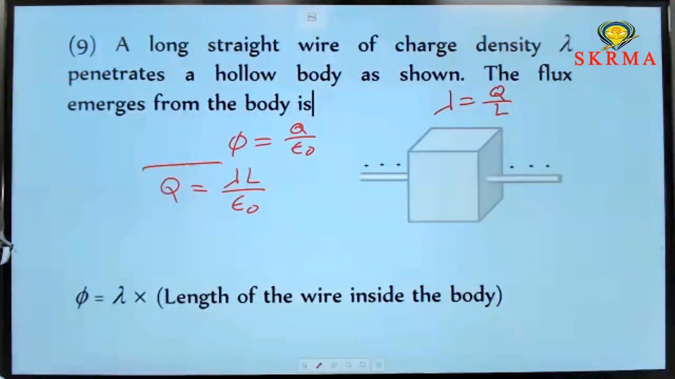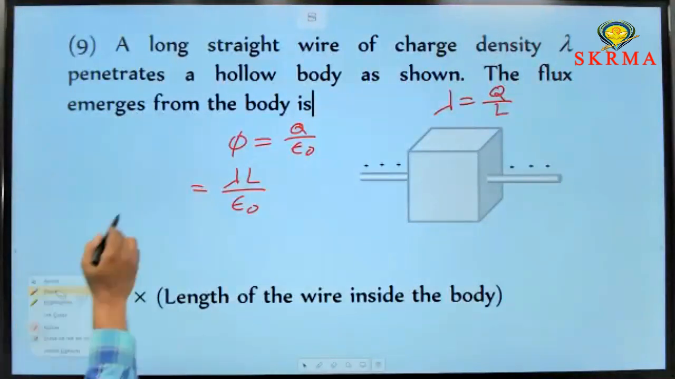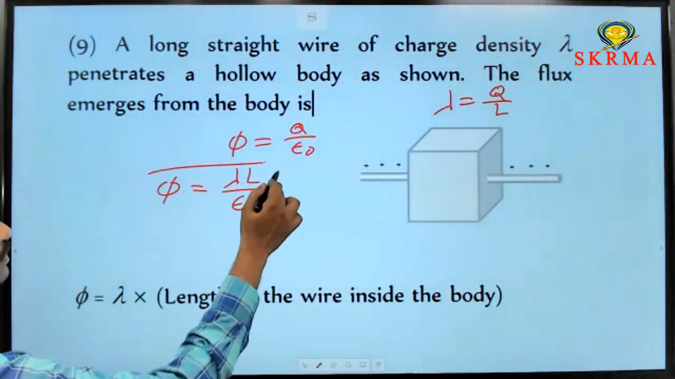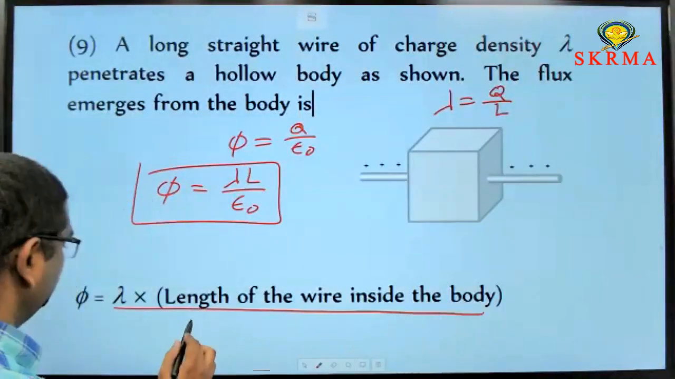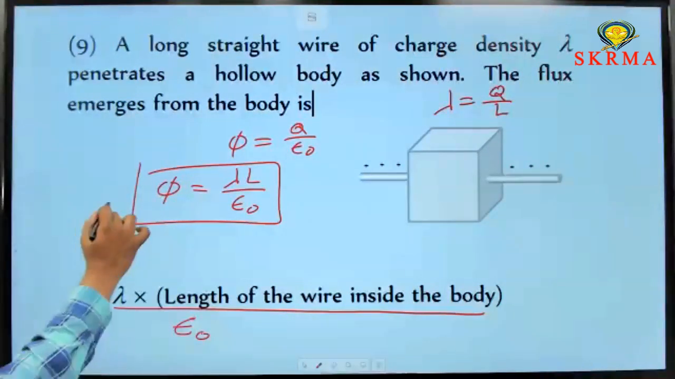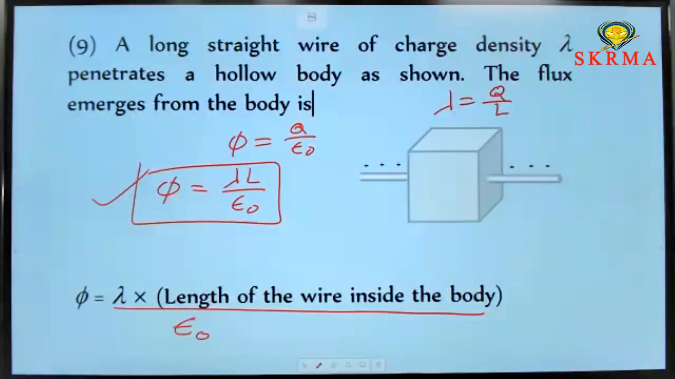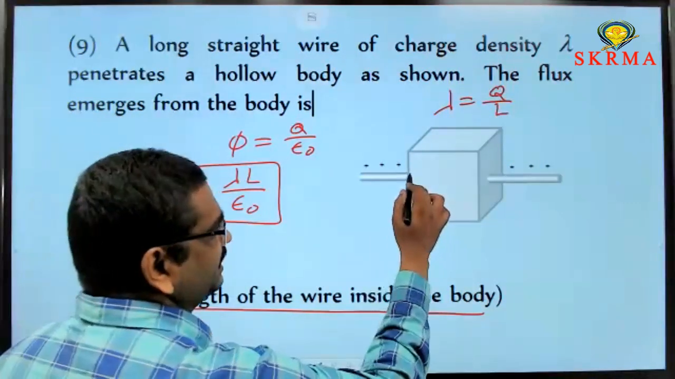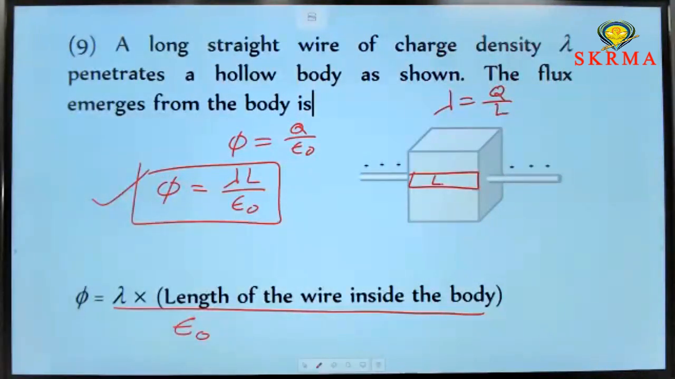So the flux passing through the surface is equal to lambda into L by epsilon naught. This is the formula. The flux passing through that surface is lambda into length by epsilon naught. That is the flux passing through that surface. So how much length do we need to consider? The length that is within the conductor only. This length only we need to consider, not the entire length.